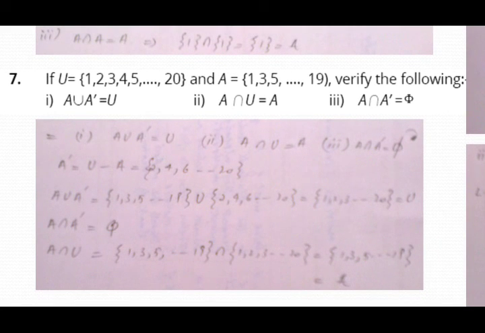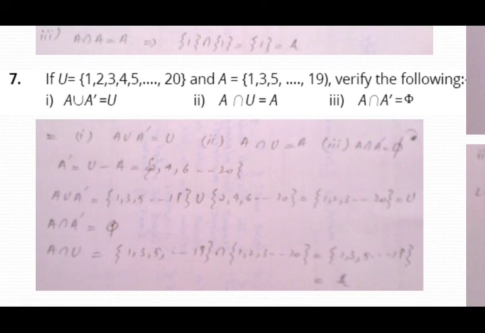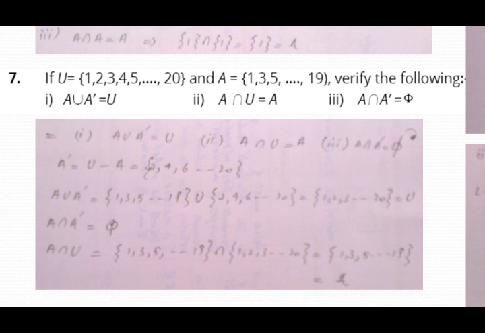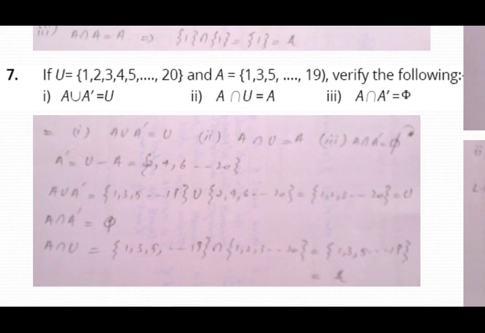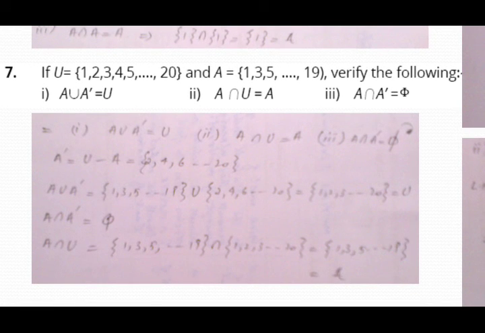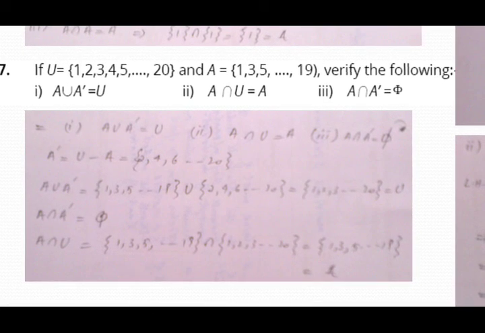Number 7, universal set, a set A, and then some examples there: A union A complement. We shade A and A complement in a Venn diagram, and it becomes the whole rectangle, which is equal to U. We can also prove it in set form. A intersection U is equal to A, and A intersection A complement is empty, because both sets are disjoint and their intersection is the empty set.